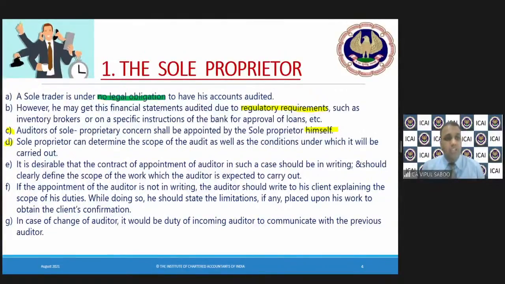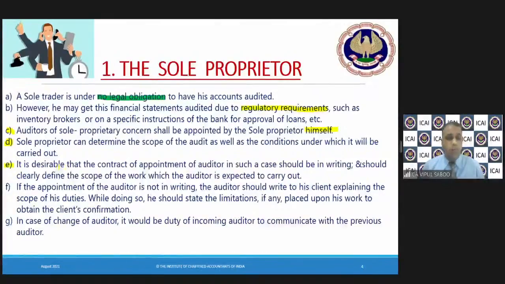What actually he needs to get certified? Suppose he comes with the balance sheet and says that I want to get this particular balance sheet for this particular financial year certified. We'll ask for some details, whatever you can provide, and whatever he cannot provide, we'll accordingly disclaim our opinion. So the scope of audit, whoever is appointing, he can decide.